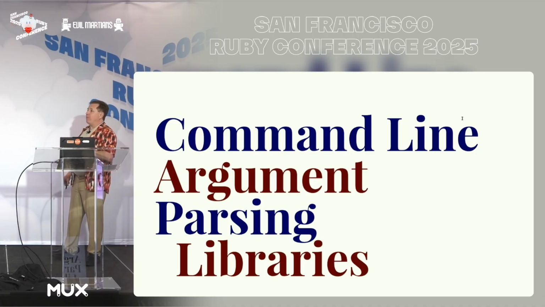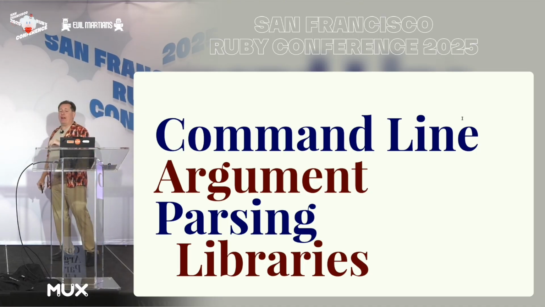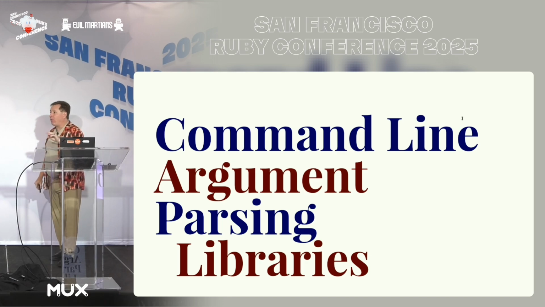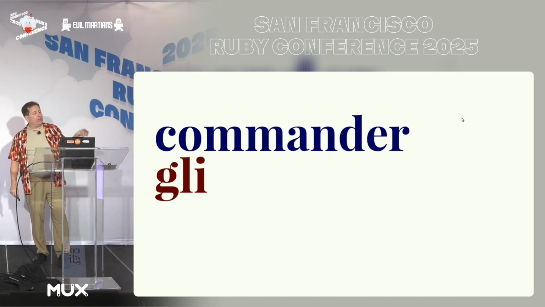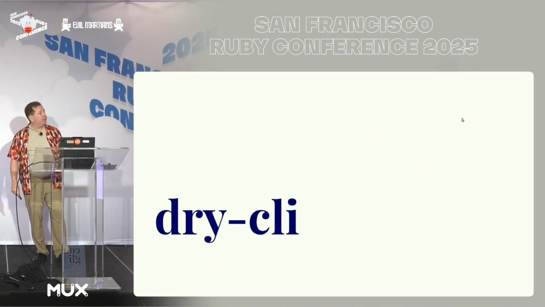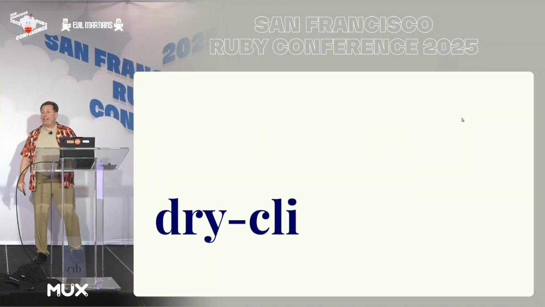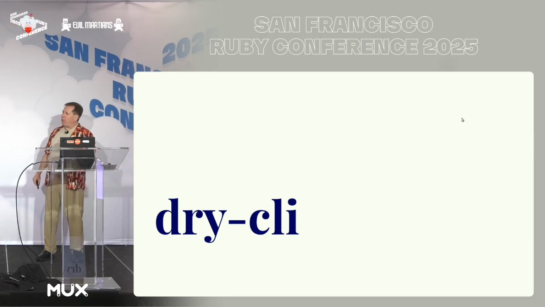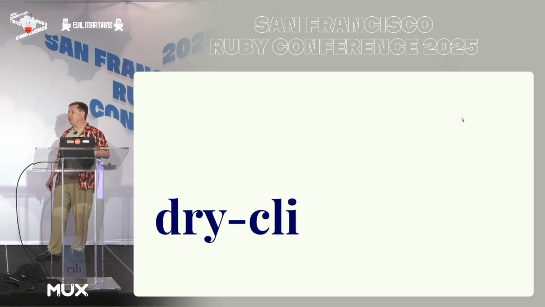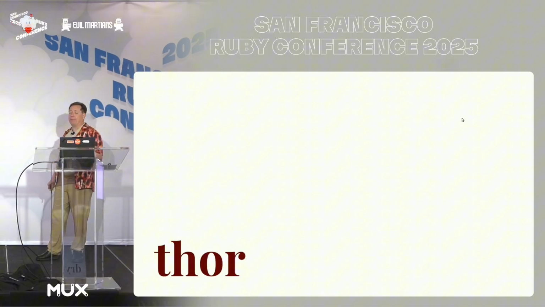There are numerous Ruby libraries dedicated to parsing command line options, and I did a review of the most popular ones to determine whether they would meet our needs. So two popular libraries, Commander and GLI, appear to support commands but not subcommands. Dry CLI supports both commands and subcommands. However, it didn't appear to support options between commands and subcommands or subcommands after command arguments.